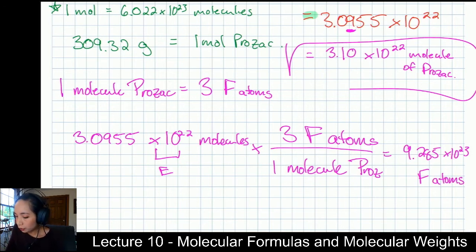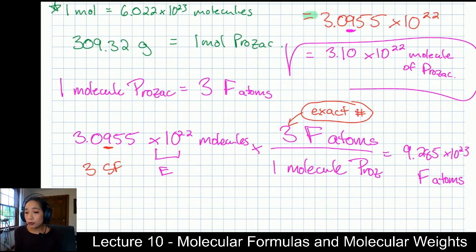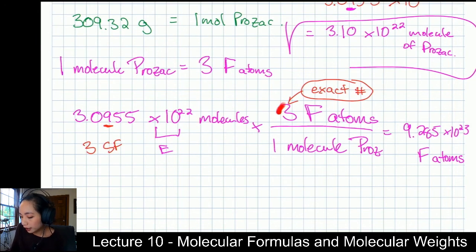Again, we need to have 3 significant figures, because our beginning number had 3 sig figs. The 3 fluorine atoms are exact numbers. Those ratios, the subscripts in the chemical formula, all of those numbers are exact and have infinite sig figs. So we don't have to be limited by the one sig fig on this 3. This 3 actually has infinite sig figs. So if I rewrote my actual answer, it would be 9.29 times 10 to the 23 fluorine atoms in this Prozac sample.